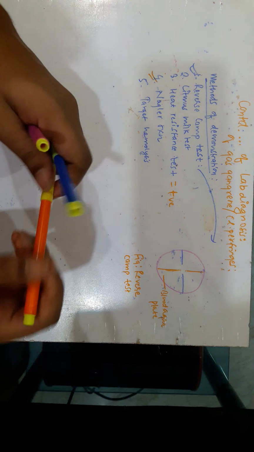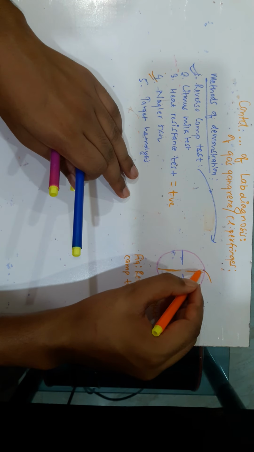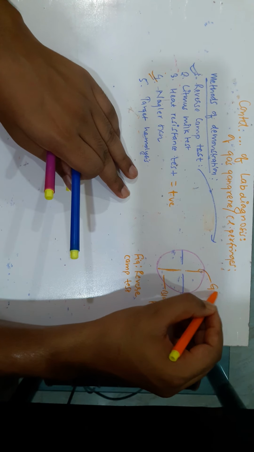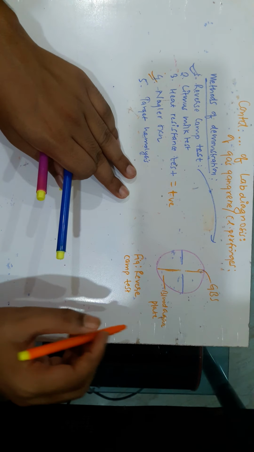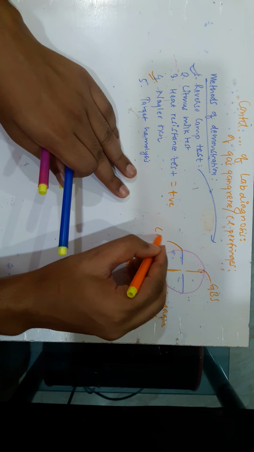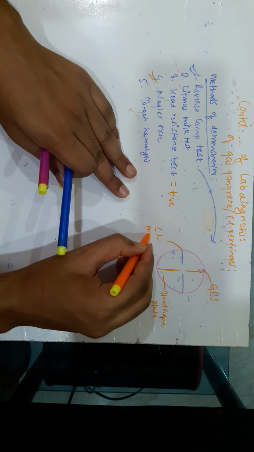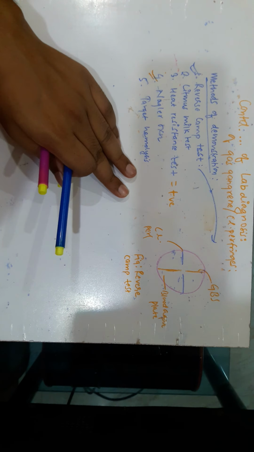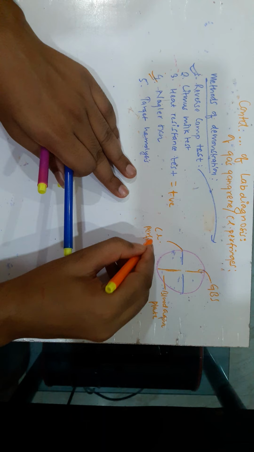So let's label it. This is group B streptococci, GBS. I am writing GBS, group B streptococci, and this is Clostridium perfringens.